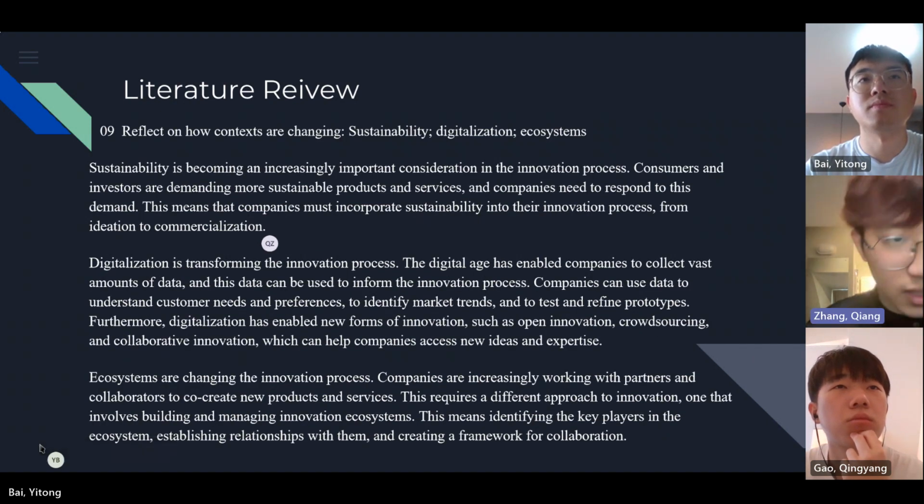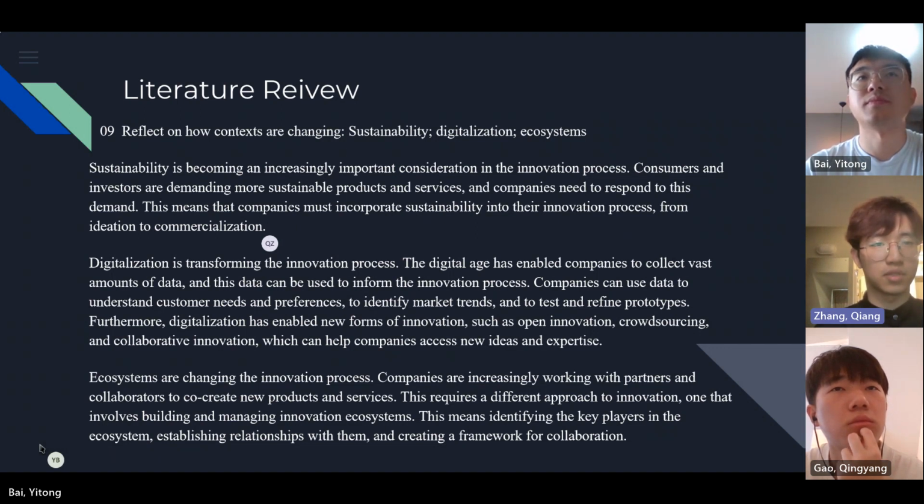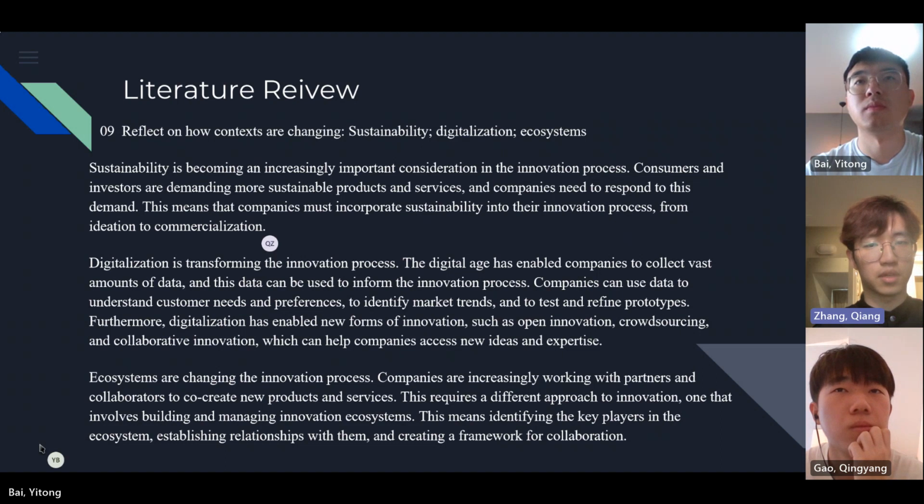And for the reflect on how contexts are changing on sustainability, digitalization, ecosystems. Sustainability is becoming an increasingly important consideration in the innovation process. Consumers and investors are demanding more sustainable products and services, and companies need to respond to this demand. This means that companies must incorporate sustainability into their innovation process from ideation to commercialization.